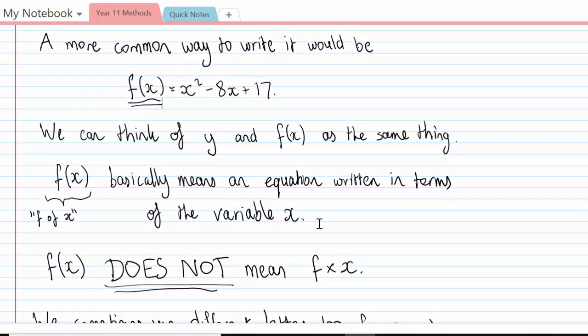Now, what it does not mean, and the thing that you have to be a little bit careful of, is that when we see something in brackets next to something else, we automatically think that they're being multiplied. That is certainly not the case here, so don't make that mistake.